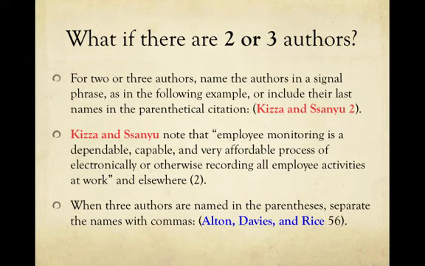When 3 authors are named in the parentheses, separate the names with commas. So that would be, for example, Alton, comma, Davies, comma, and Rice, 56. If the source had no page number, then you would just omit that page number, leave it out.